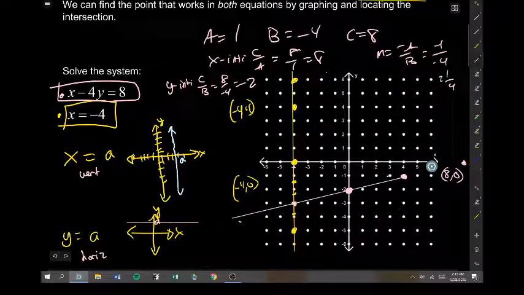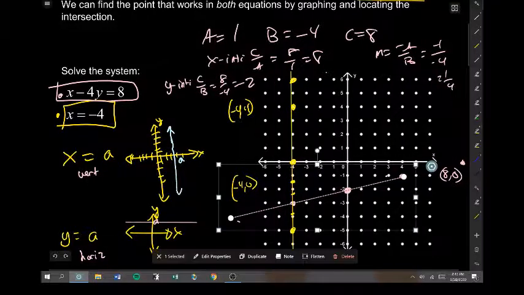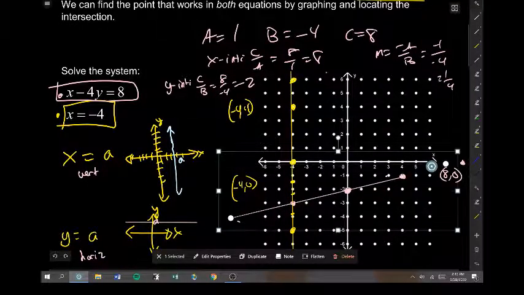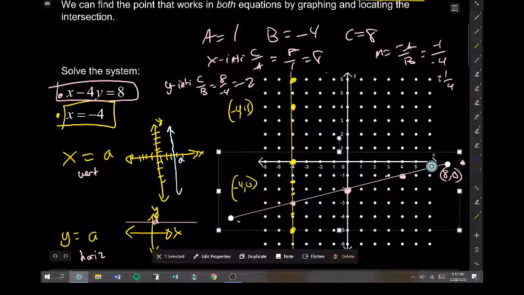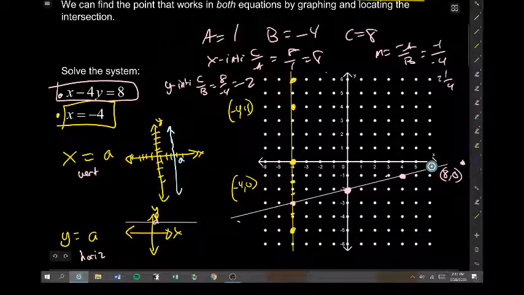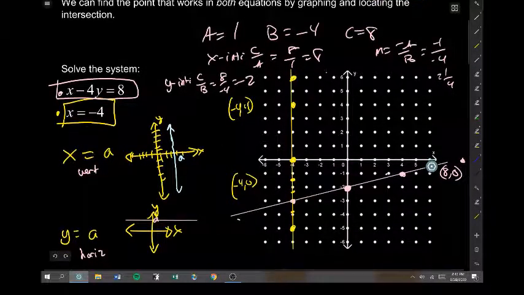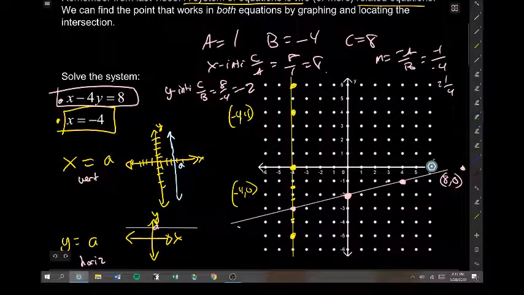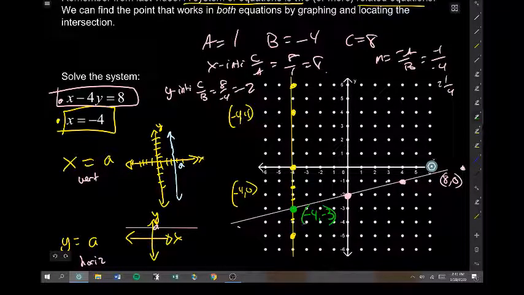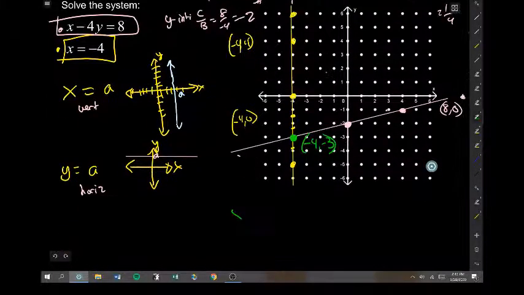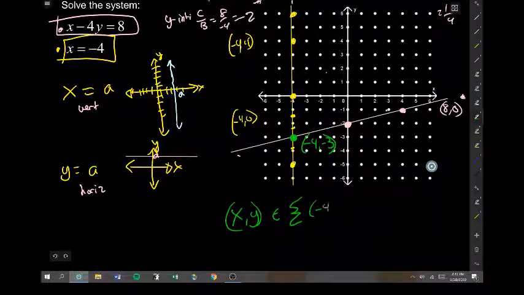Now the point of all this, I'm solving this system. So I graph the two lines and I want to see where the two lines cross. This system has a solution at the point -4, -3. That is my solution. I'm going to say that the solution x comma y is in the set -4, -3.